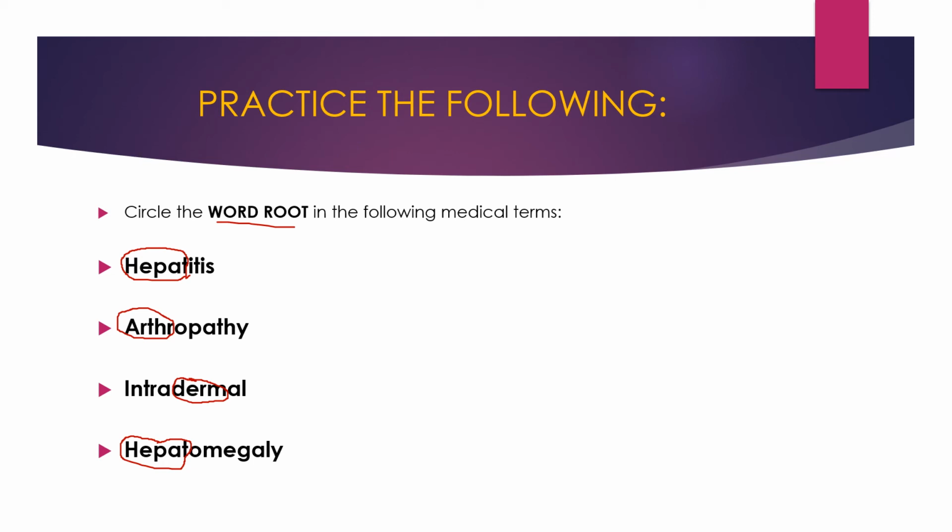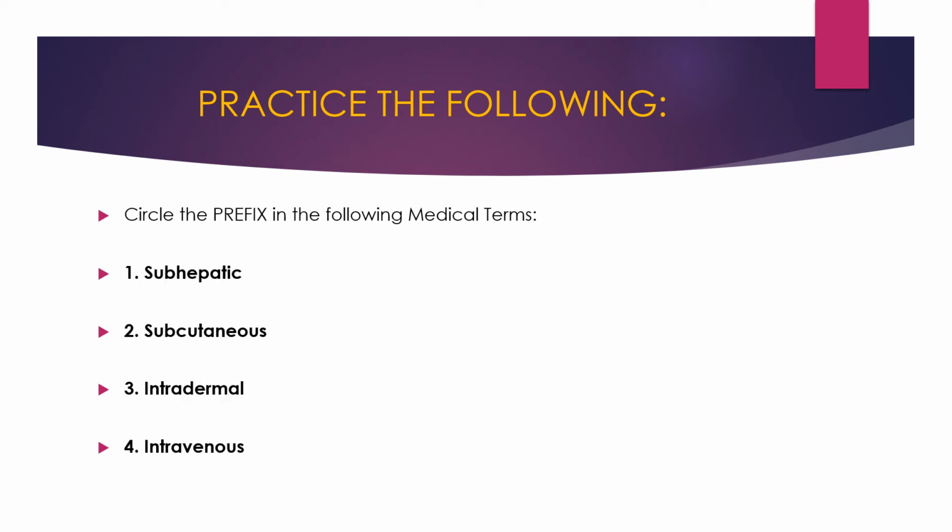Now we're going to go on to the prefixes, and you're going to locate the prefixes on these. So the prefix for subhepatic is going to be sub. It's telling me that it's below the liver. Then the prefix for subcutaneous is also going to be sub. It's telling me it's below the skin. Cutane is skin. And I know we didn't have that word earlier, but that is what that word means.